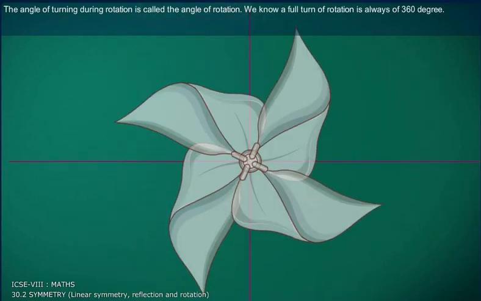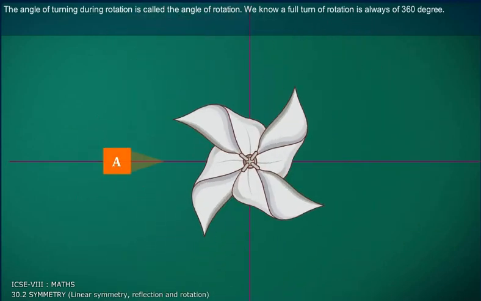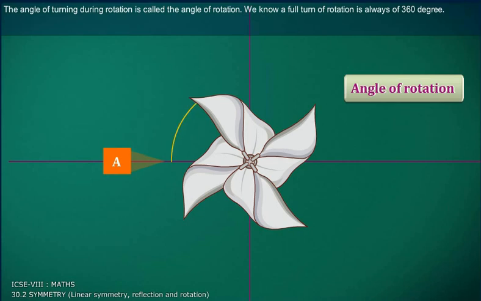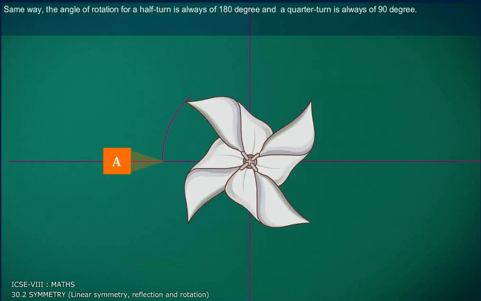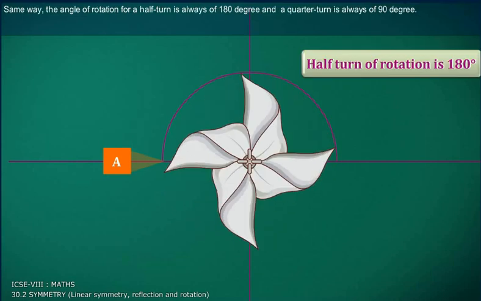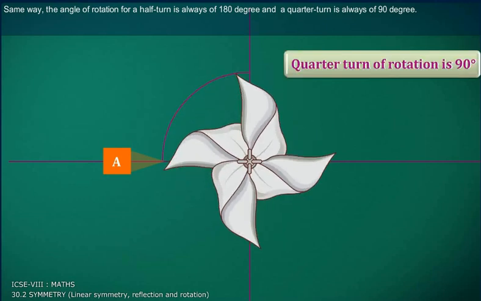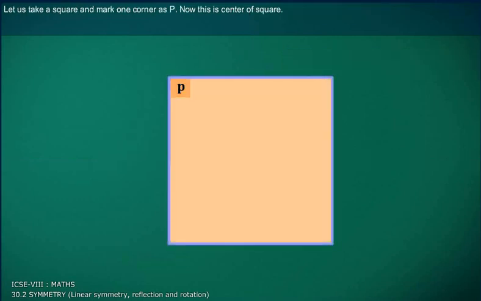The angle of turning during rotation is called the angle of rotation. We know a full turn of rotation is always of 360 degrees. Same way, the angle of rotation for a half turn is also of 180 degrees and a quarter turn is always of 90 degrees. Let us take a square and mark one corner as P.